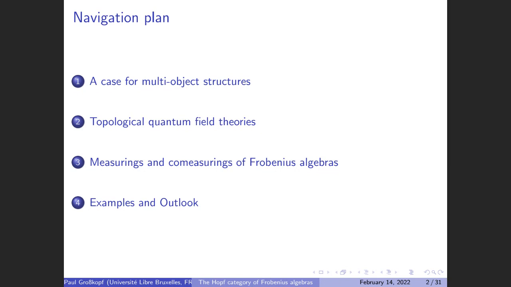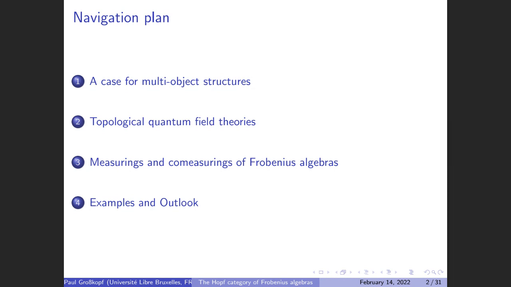So I want to talk first about why they're useful and why we consider them at all. And the main motivation for our research was topological quantum field theories, so I also want to take a few words about that. And then this is the core chapter: probably we talk about measurings and co-measurings of Frobenius algebras. And I want to conclude with some examples that I calculated and an outlook on how this research could go further.